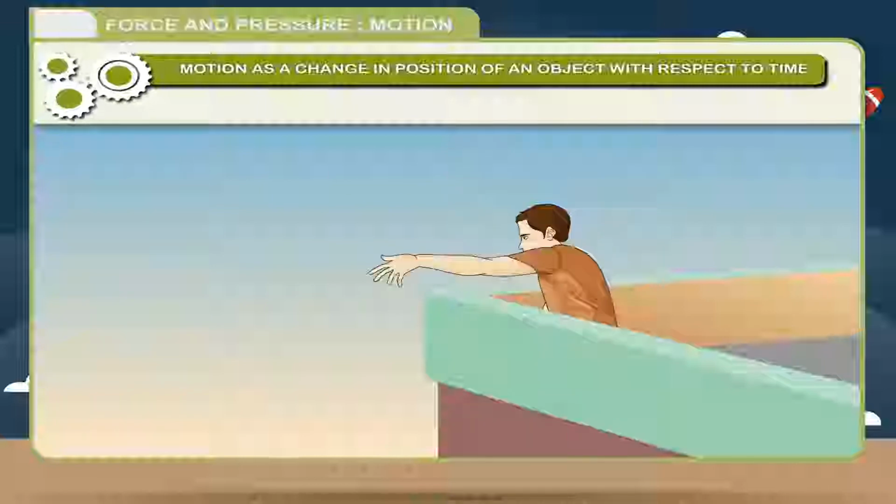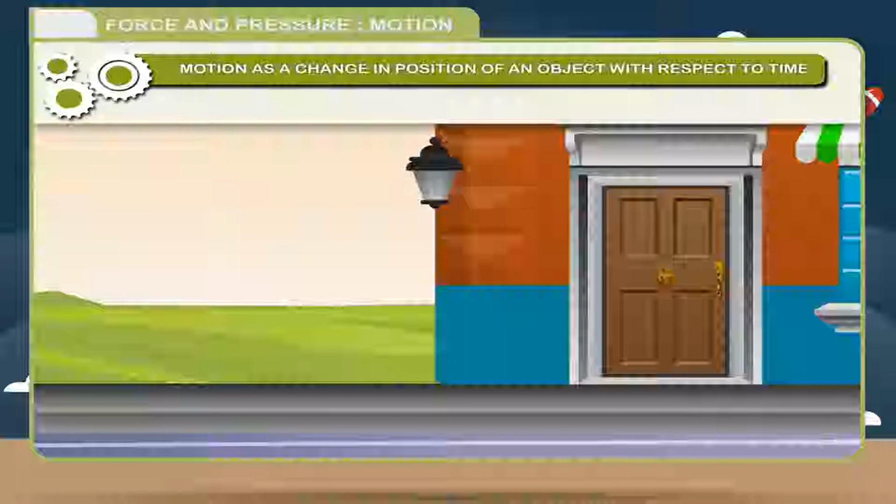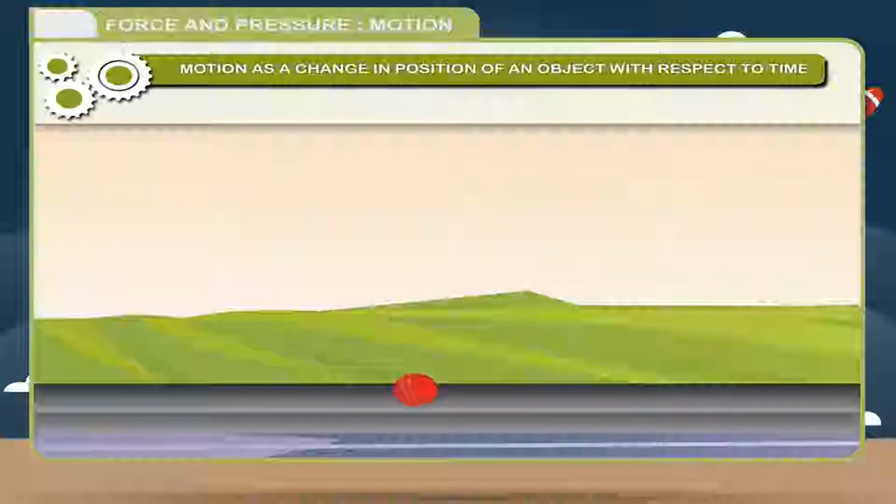Activity. Throw a ball downward from the roof of your house. You will see that it reaches the ground. We can say that the ball is in motion because it changes its position with respect to you and the rooftop.